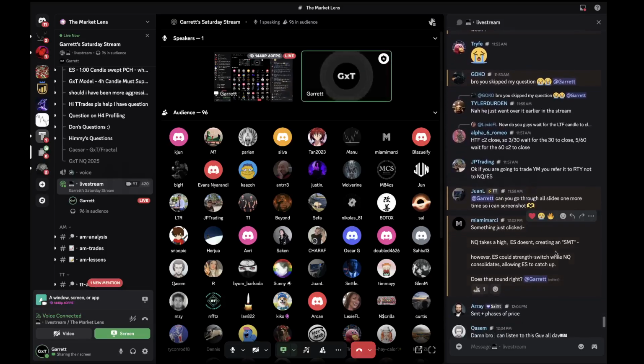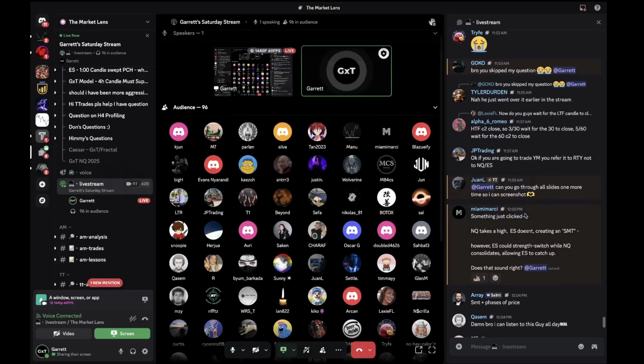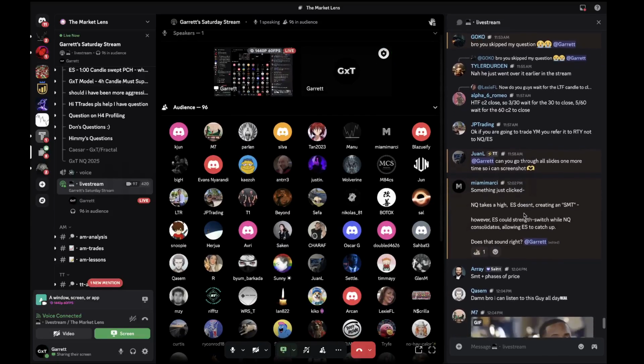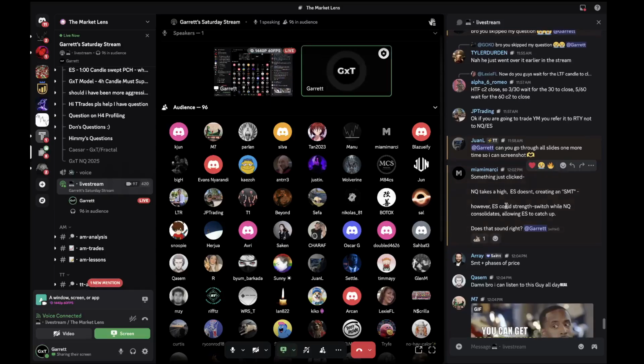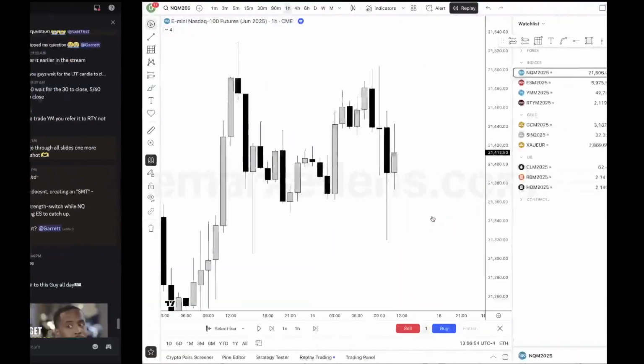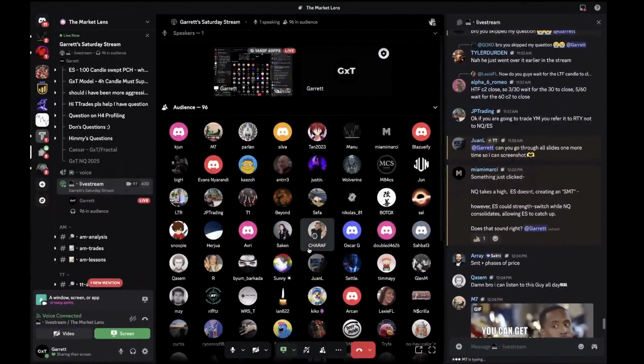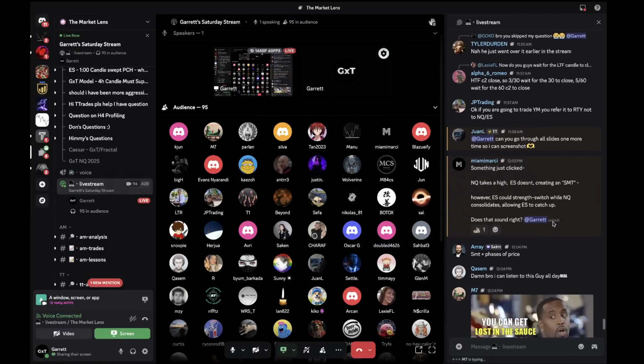Can you go through those slides one more time? Well, I'm gonna upload this, so don't worry. Something just clicked. NQ takes a high, ES doesn't, creating SMT. However, ES could not string switch well. NQ consolidates, allowing ES to catch up. When was that again? ES string switch well. Yeah, pretty much.